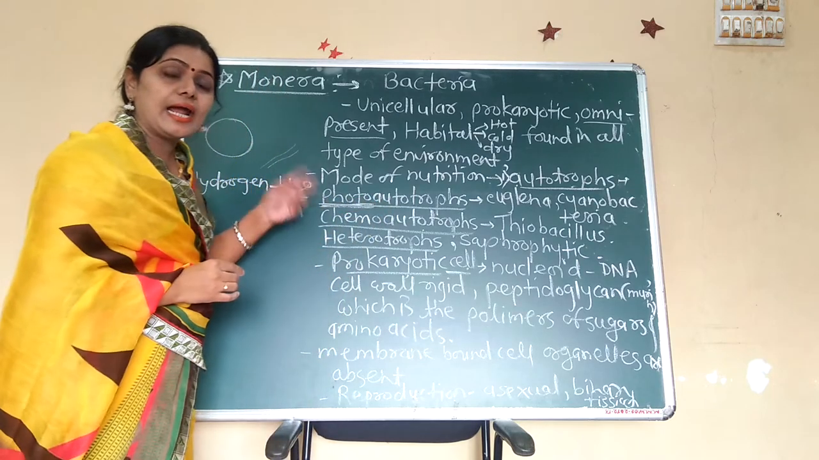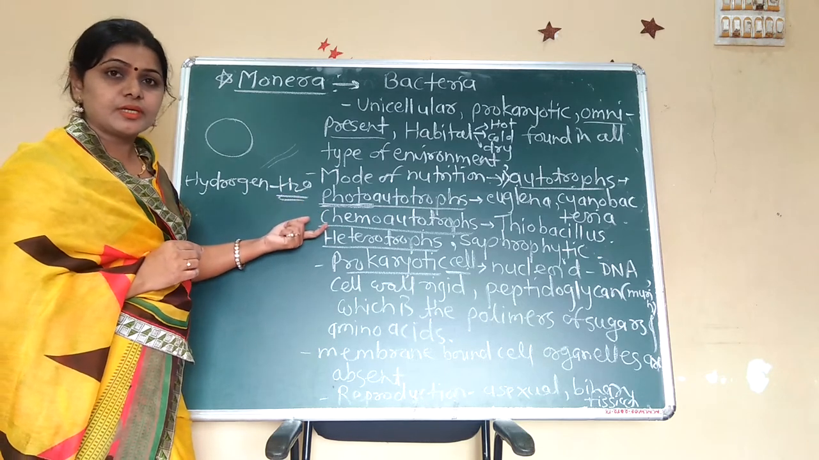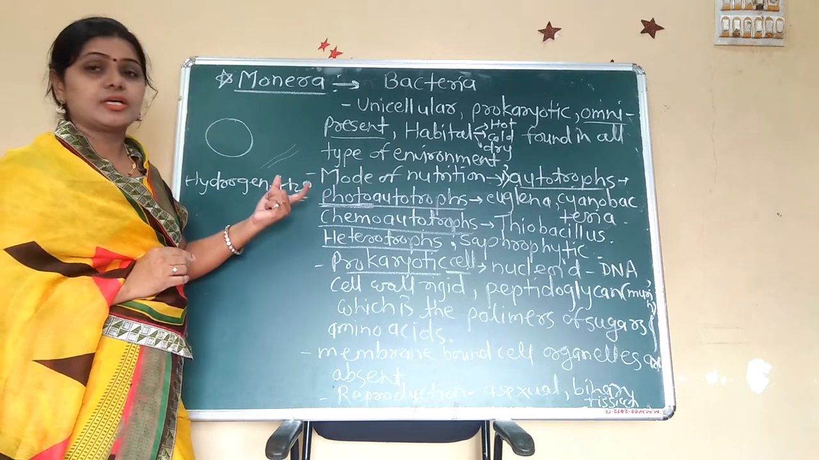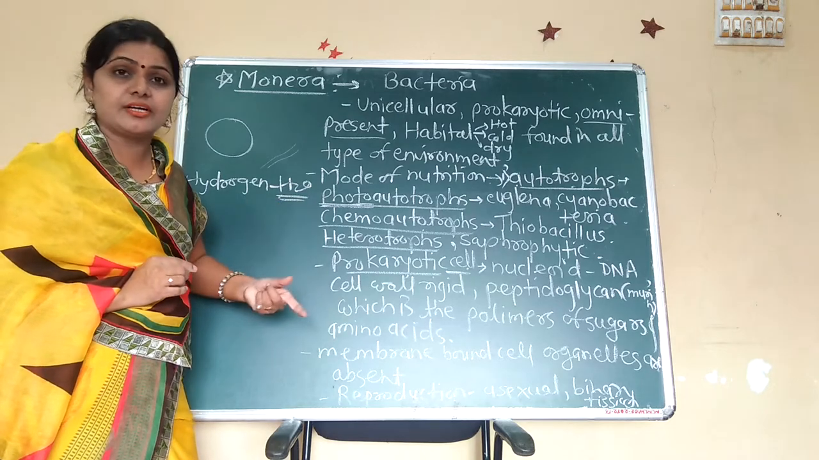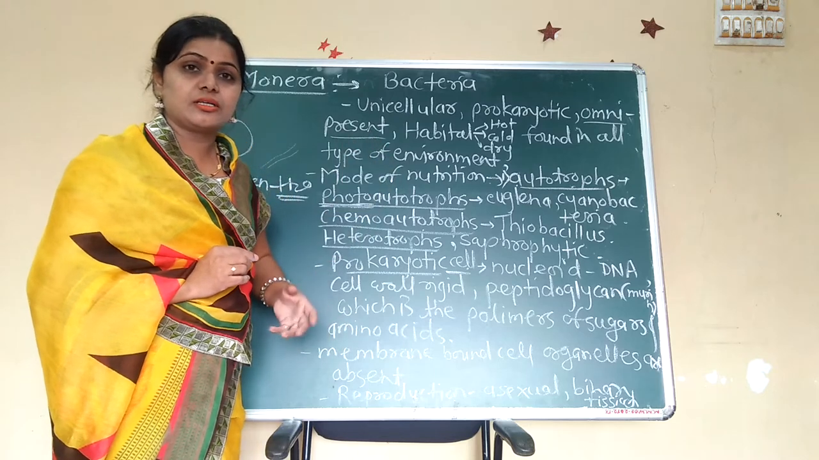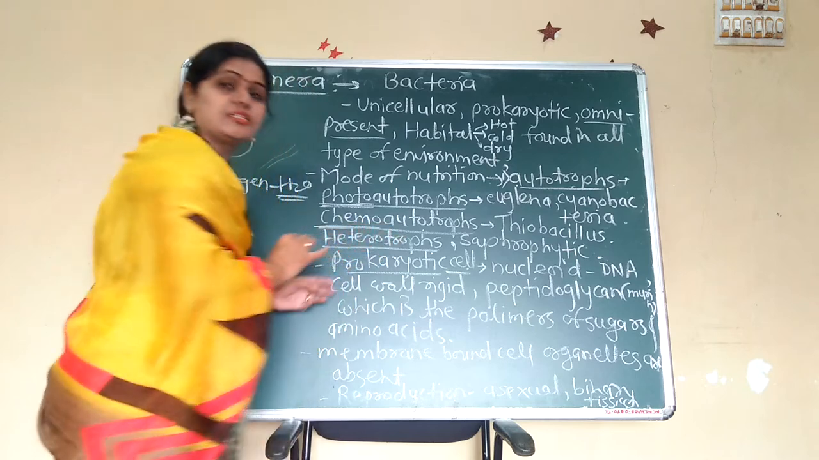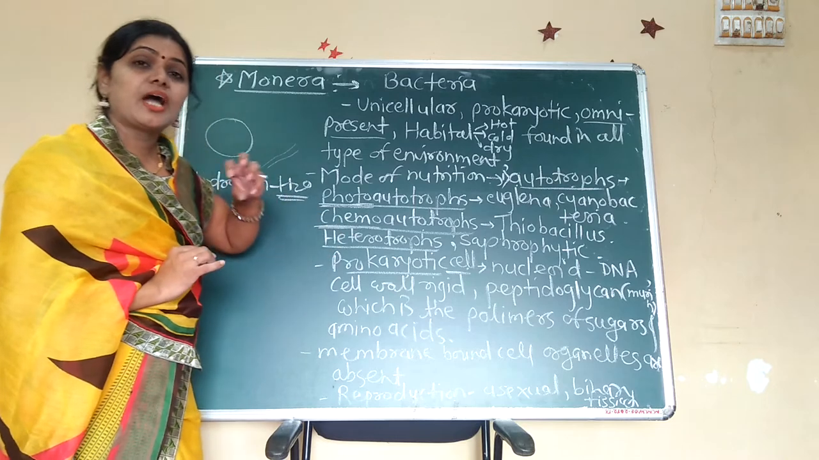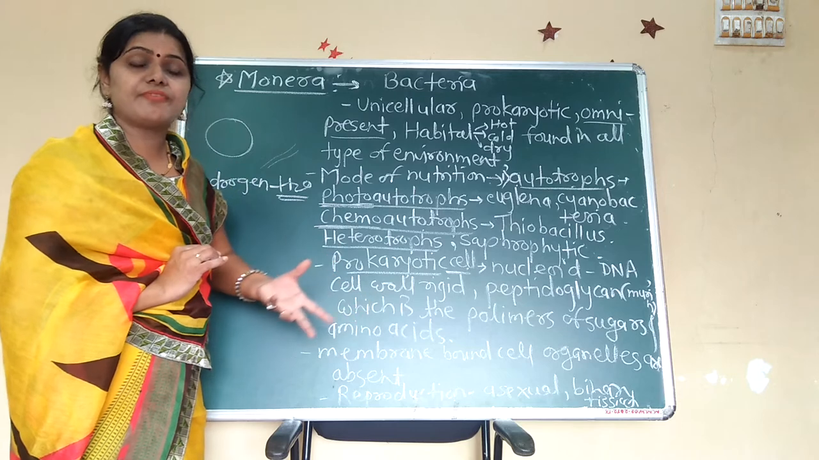Photoautotrophs use light, and they use the hydrogen from the water, the source of water. And chemoautotrophs use hydrogen from hydrogen sulfide. They use hydrogen from the chemicals. That's why it is called chemoautotrophs. Chemo means chemicals. They use hydrogen from the hydrogen sulfide, and they make sulfate here.